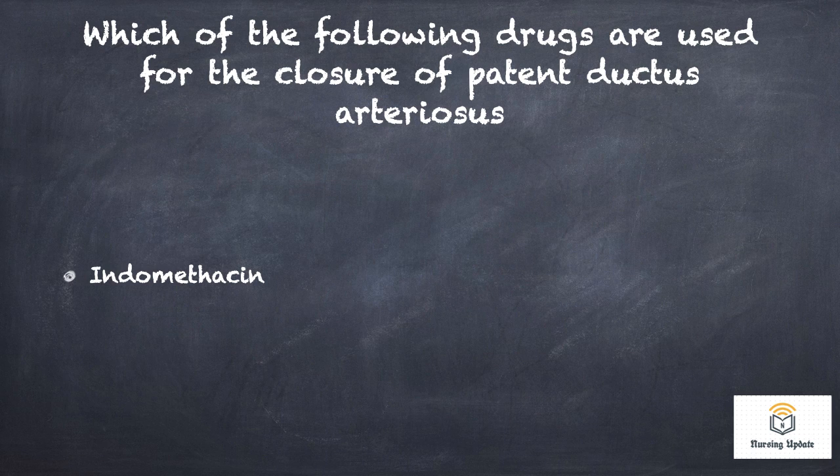Indomethacin is used for the closure of patent ductus arteriosus. I have already explained that the ductus arteriosus is there in utero and closes when the child starts breathing. When it doesn't close, they first try with indomethacin therapy. If it is not successful, only then will they move on to surgical correction. But the first line of choice of drug in patent ductus arteriosus is indomethacin.